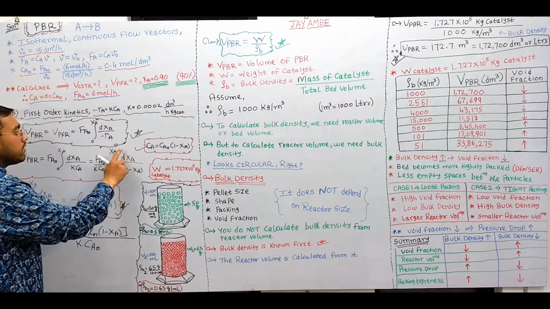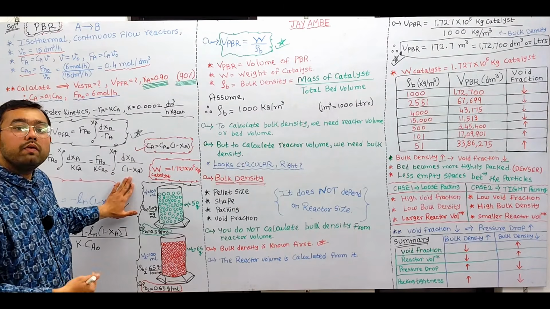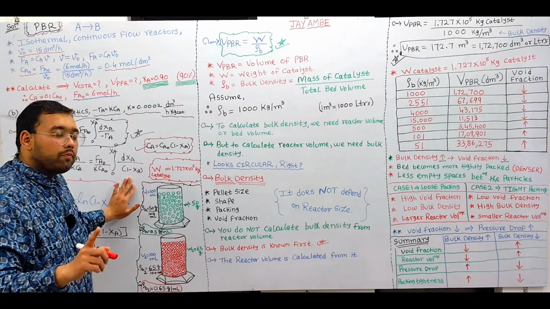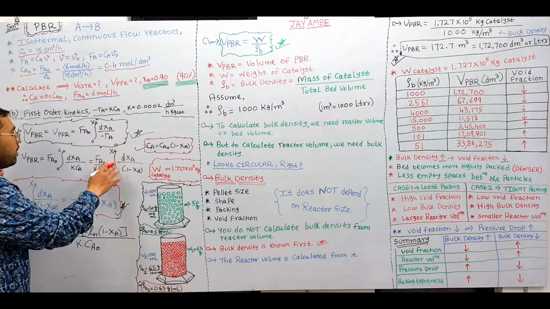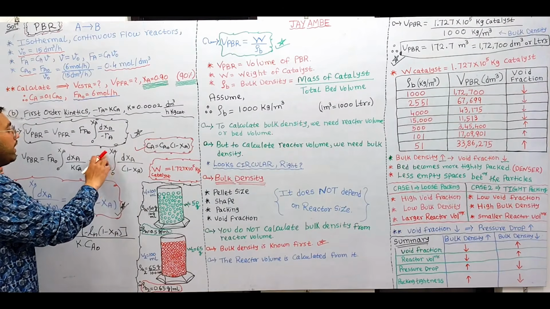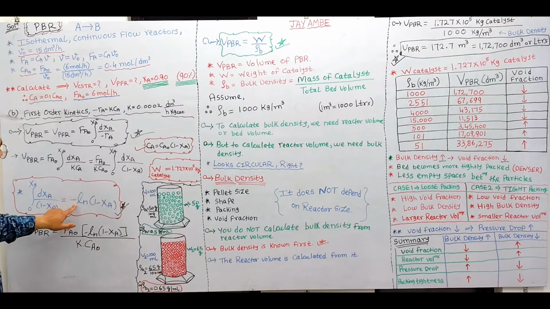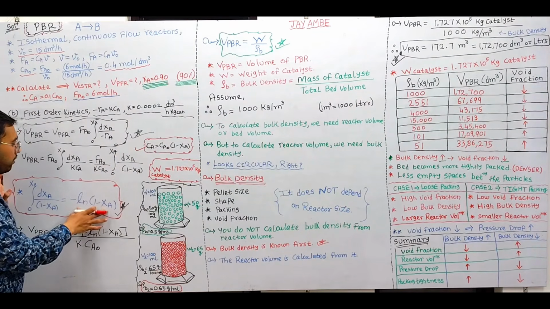Now we need to solve this integral form. I have made you understand how to solve this integral form in the previous lectures, so if you want to recall, please watch the previous lectures. The solution of the integral from 0 to xa dxa upon 1 minus xa comes out to be minus ln of 1 minus xa. Now we are substituting the integral form by its value.